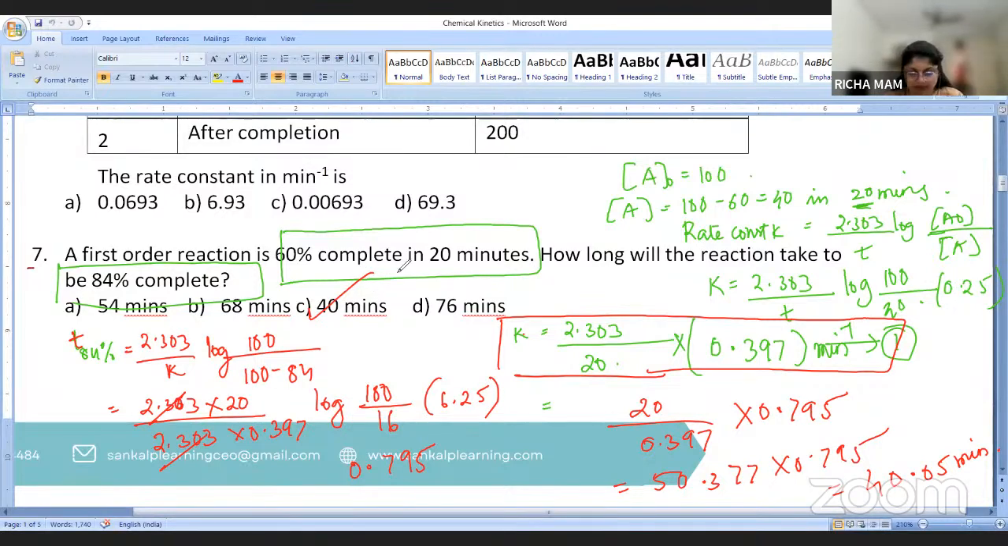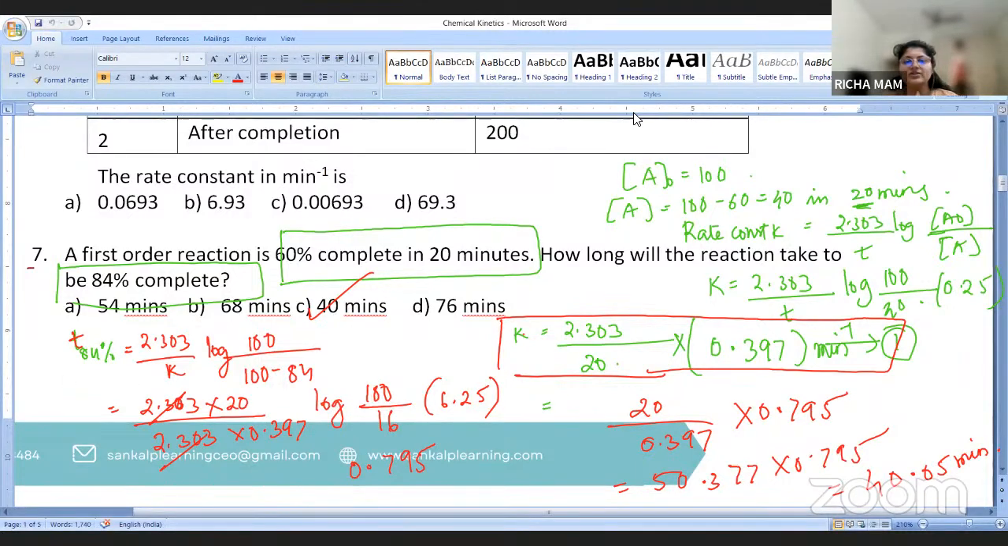So such questions are very important. In a first order reaction, they will tell you the reaction completes 84%, and ask how much time it will take. These types of questions are very important. So I hope this is clear. Should I explain it once more? Yes, Lubna has got it as 40.